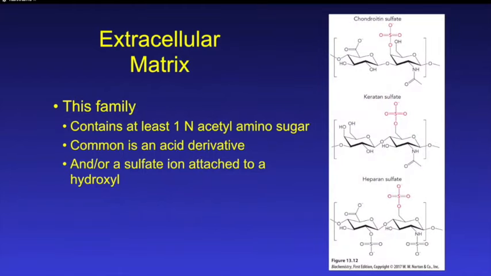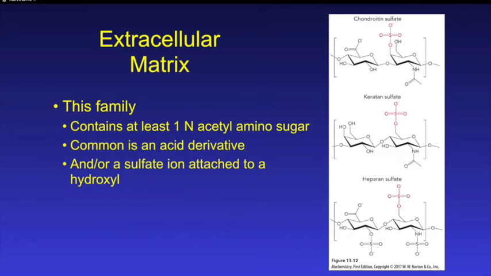Some examples of the types of things that you might see are chondroitin, keratin, and heparin. All of these also have sulfates in them. The family of extracellular matrix includes at least one N-acetyl amino sugar, and quite often there's an acid derivative. In these cases, these three, you see the sulfate, which is a derivative of sulfuric acid, and quite often we see organic acids that are attached. And so they are charged, hydrophilic, and they are polymers.